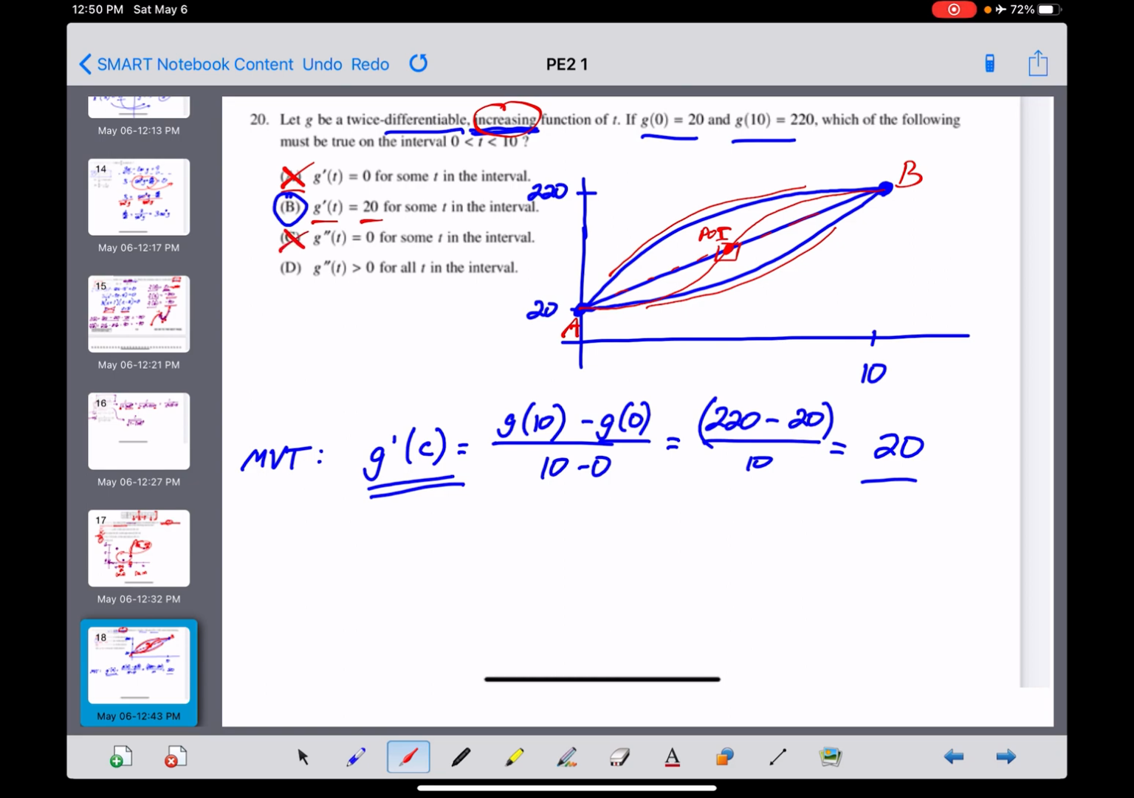Okay? And then for D, the second derivative has to be positive for all t in the interval. Well, this curve right here supports that idea of a positive second derivative, but this curve up here on top refutes it. That's one I drew, a function that was increasing at a decreasing rate where the second derivative is negative the entire time. So we'd have to throw out D as well, and that just reaffirms our belief that our answer for 20 is B.